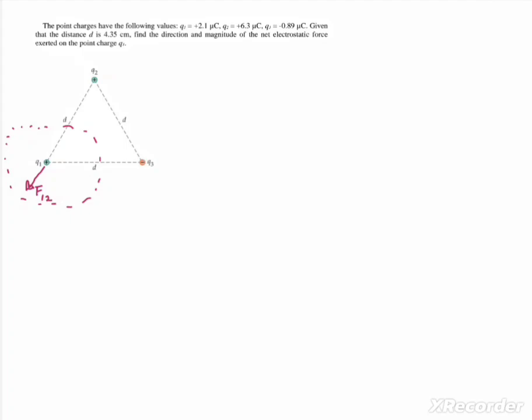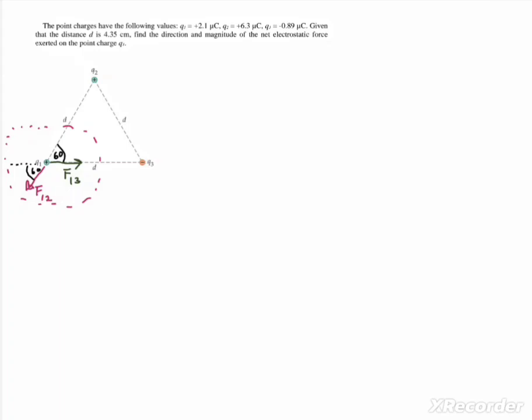And now let's look at Q1 and Q3. When you look at Q1 and Q3, you see that they attract because it is positive and negative. So we are looking at inside this area. At Q1, it's going to attract towards Q3, and we name it F1,3. So those two are our vectors. Now let's look at the angles a little bit. If you extend this, this is a 60-degree angle, and because that's a 60-degree angle, this also becomes 60 degrees. That is important when we look at components.